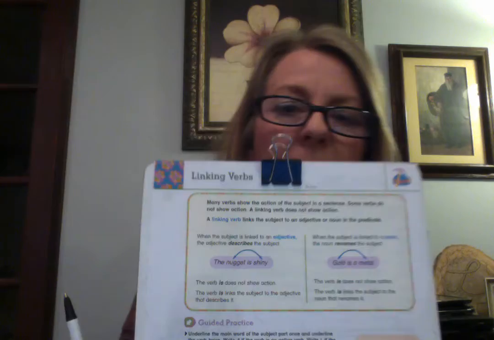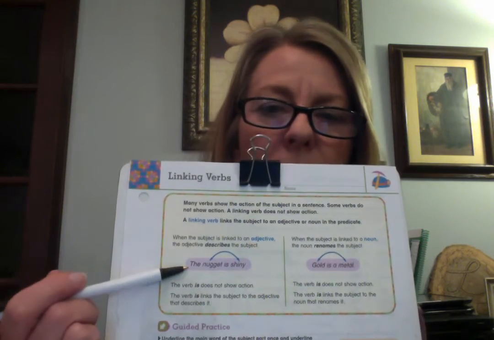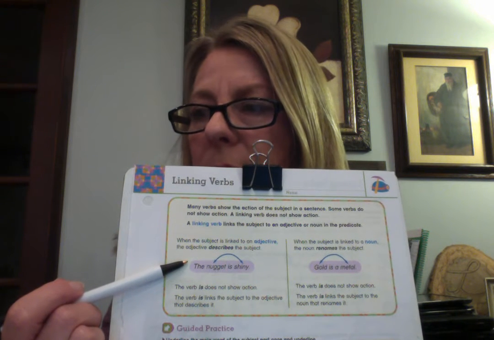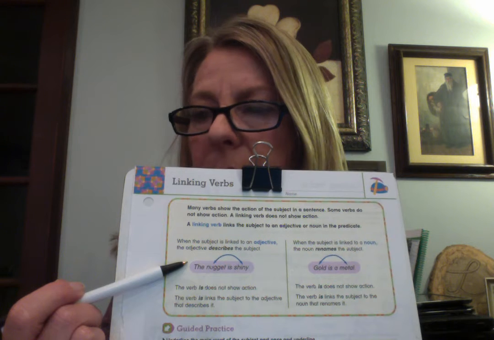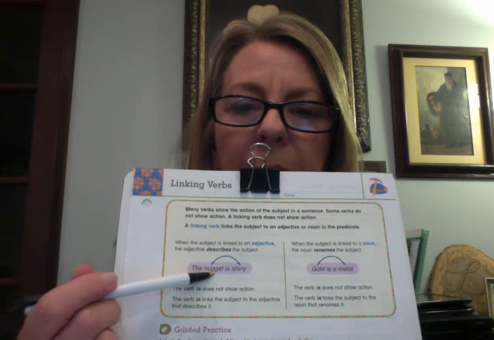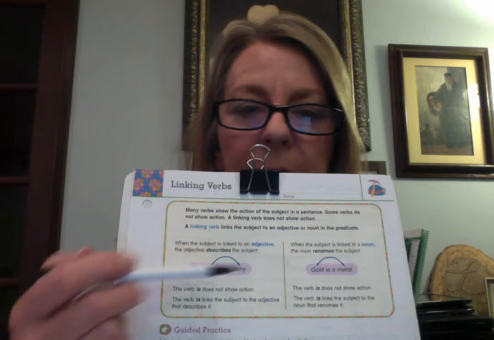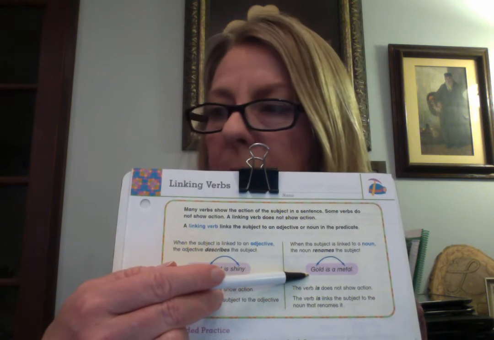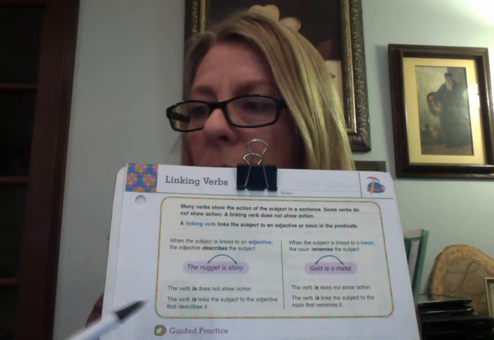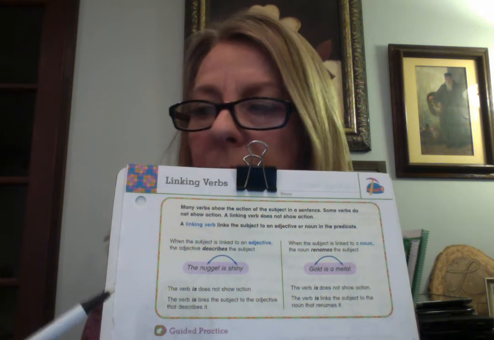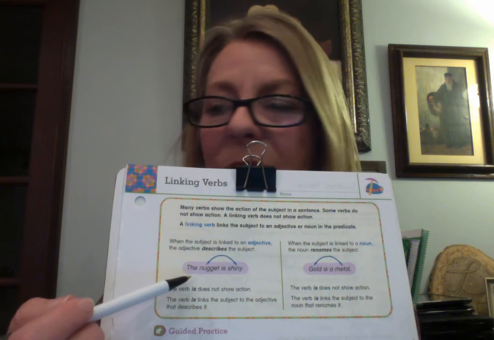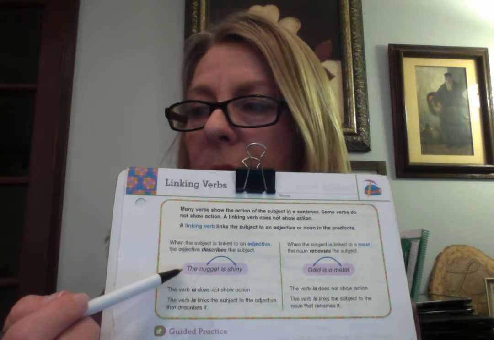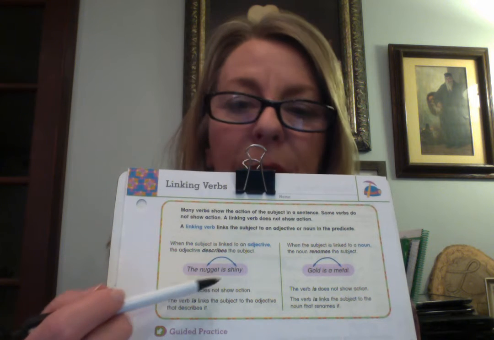So let's take a look at a couple different ways that we can use a linking verb. Okay, so it says many verbs show the action of the subject in a sentence. Here we can see that the nugget is the subject of the sentence, and here we can see that gold is the subject of the sentence. Okay, some verbs don't show action. A linking verb does not show action, it just shows a connection. A linking verb links the subject to an adjective or a noun that's in the predicate.